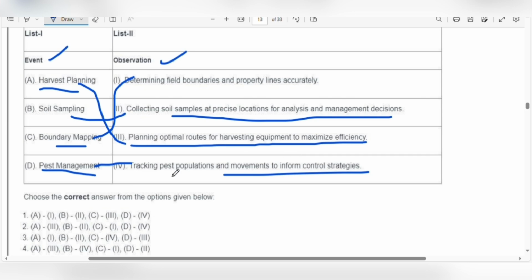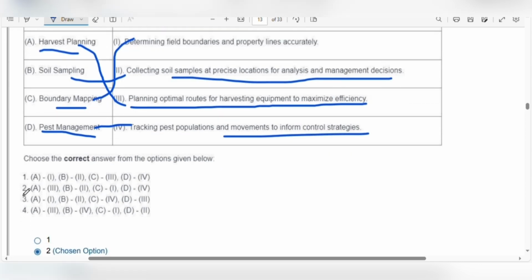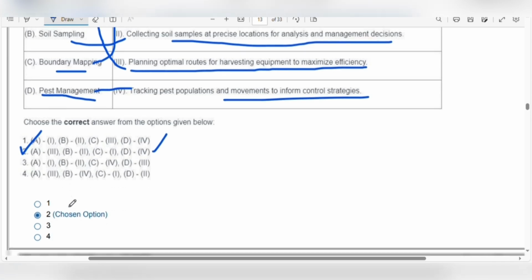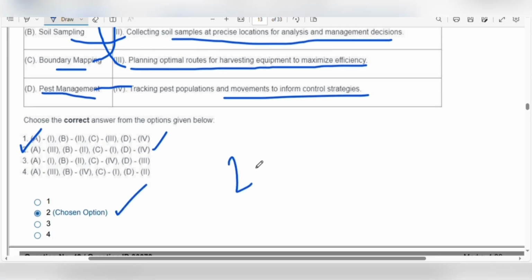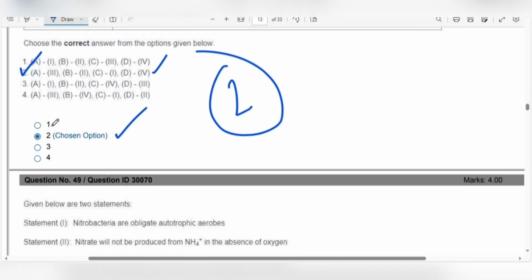So the answer to this question will be A3, B2, C1 and D4. Option 2. Correct? Alright, moving on.